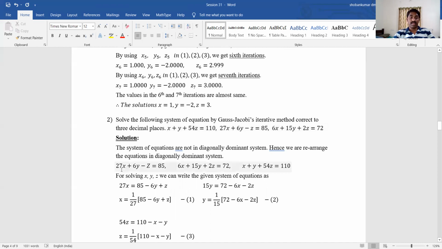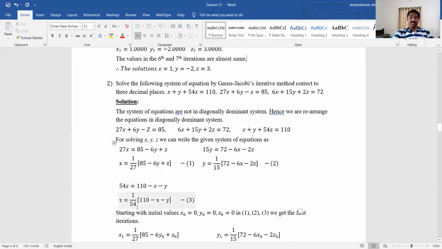That means we can write 27x plus 6y minus z is equal to 85, 6x plus 15y plus 2z is equal to 72, x plus y plus 54z is equal to 110. This is a diagonally dominant system. Now applying Gauss-Jacobi's method. From the first equation, x is equal to 1 by 27 into 85 minus 6y plus z. From the second equation, y is equal to 1 upon 15 into 72 minus 6x minus 2z. And from the third equation, z is equal to 1 by 54 into 110 minus x minus y.